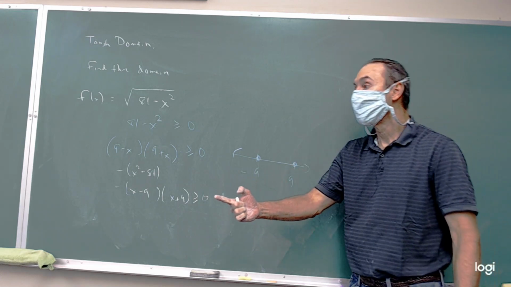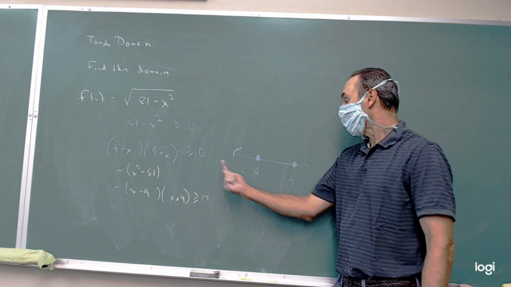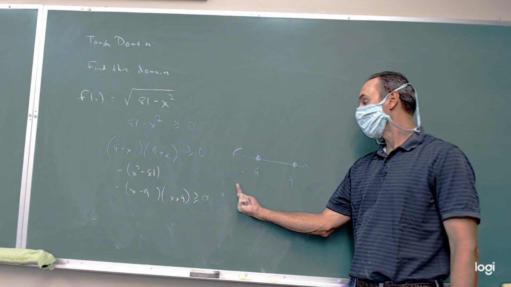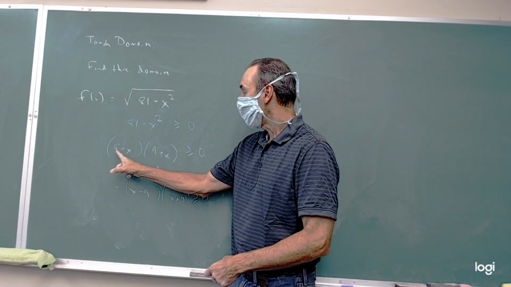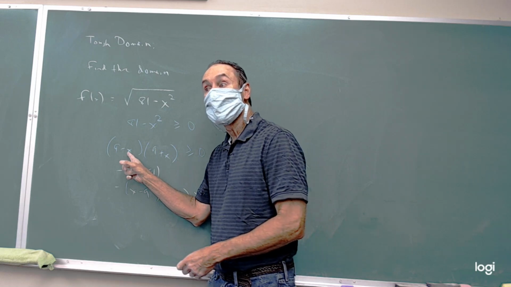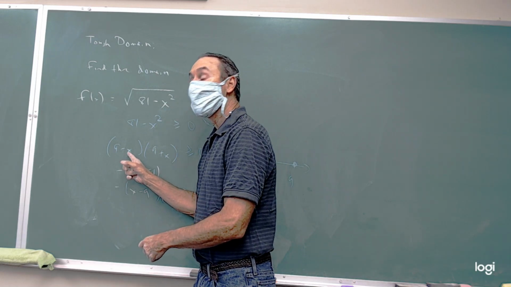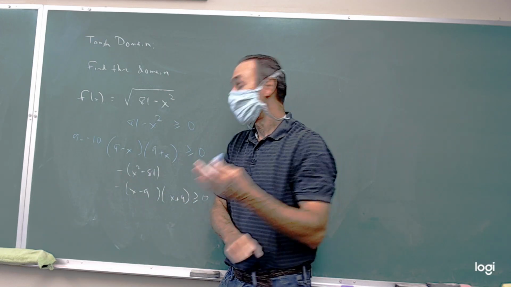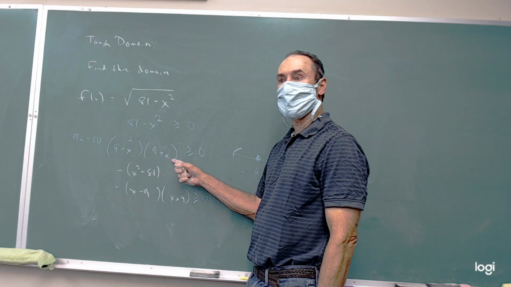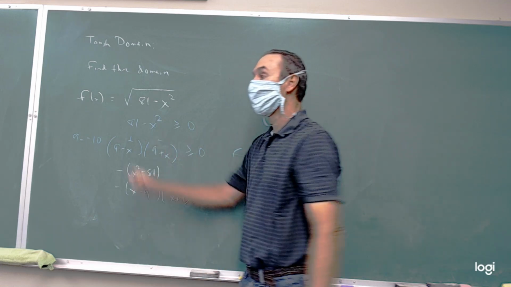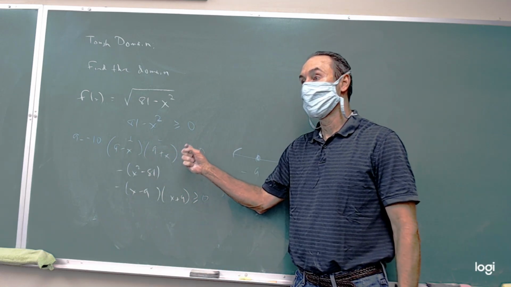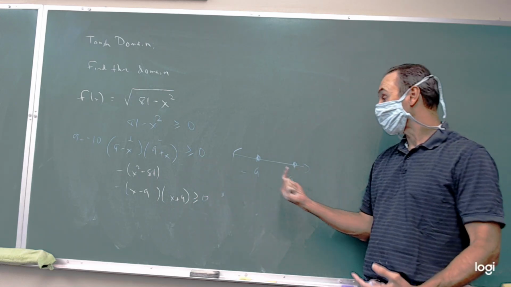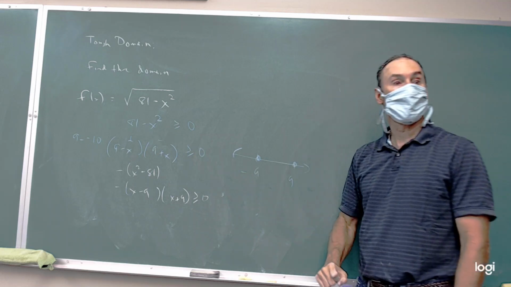Now what? Test points. Yeah, we're going to test each of those 3 regions. So what's a good representative from the far left region? Negative 10 works. 9 minus negative 10 is? Positive. How about 9 plus negative 10? Negative. Multiply positive and negative, we get negative. Is that greater than or equal to 0? That's negative, less than, so no domain out here.